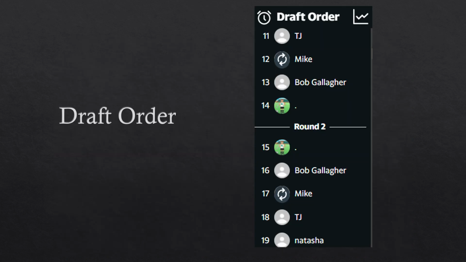So moving on to draft order. How draft order works is in the form of a snake draft. So let's say there's 8 people in the league. It's going to go 1, 2, 3, 4, 5, 6, 7, 8. And then it's going to come right back down 8, 7, 6, 5, 4, 3, 2, 1. And that's going to continue until you go through every single round of the draft.